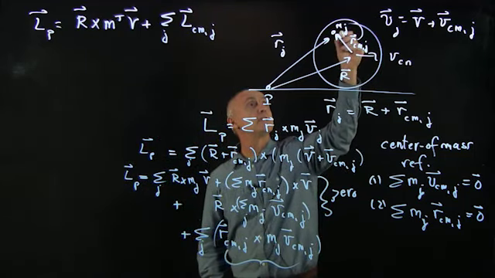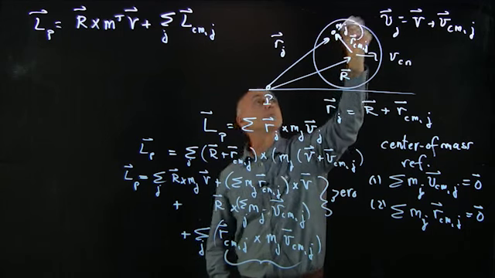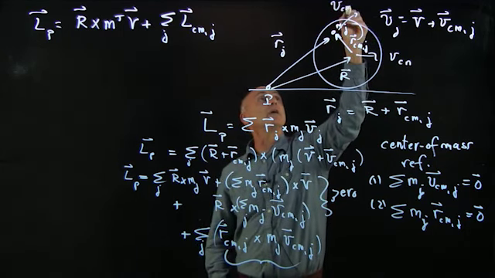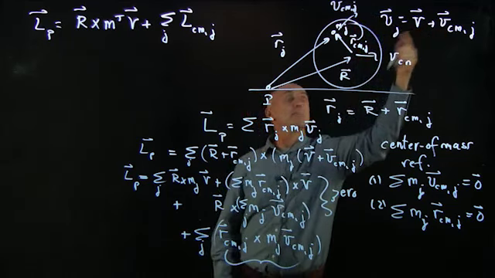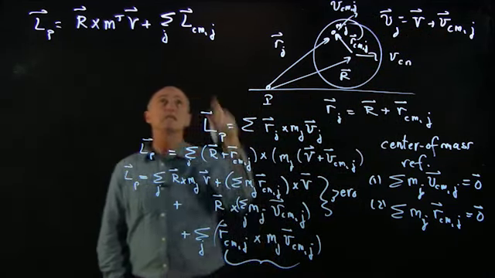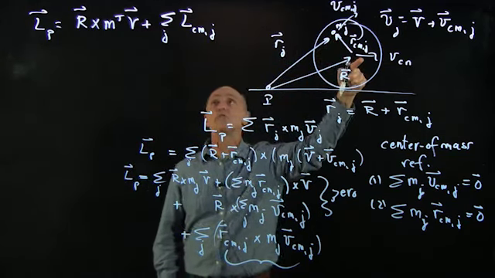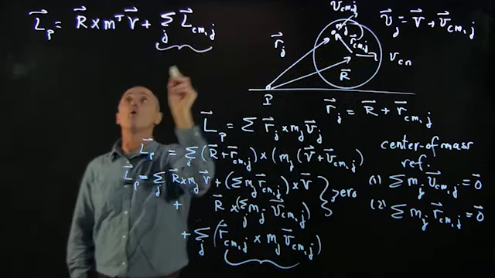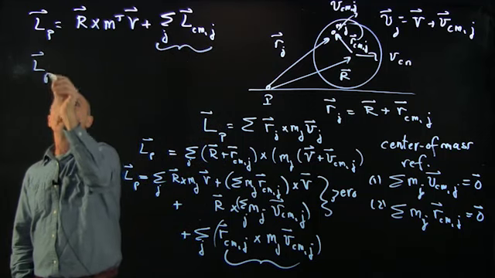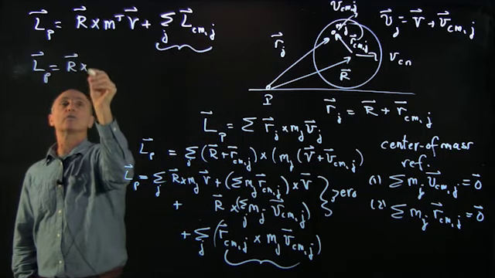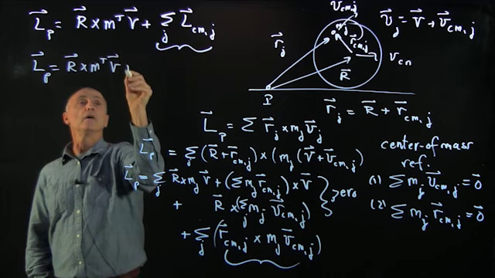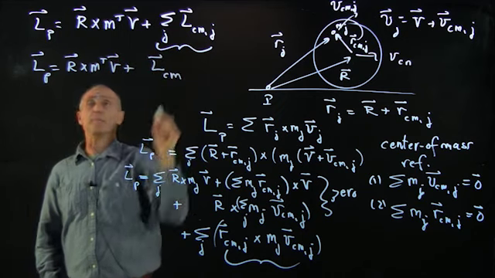say whatever speed this is in the center of mass frame. It could be vcmj, which is vj minus capital V. This is exactly the angular momentum of that jth mass in the center of mass frame. And when we total all of this up, we have R cross m total V plus LCM.